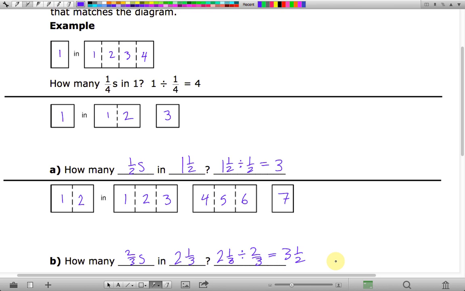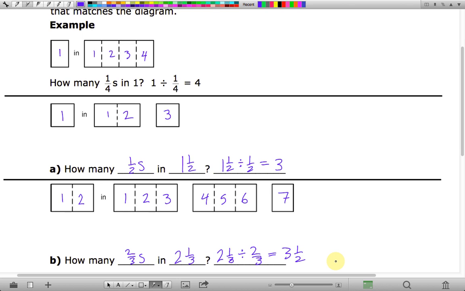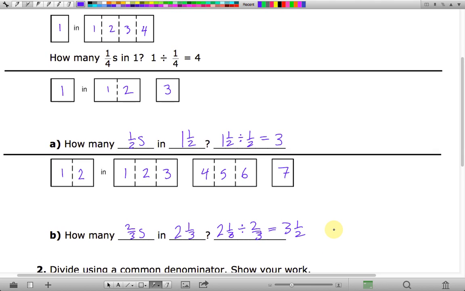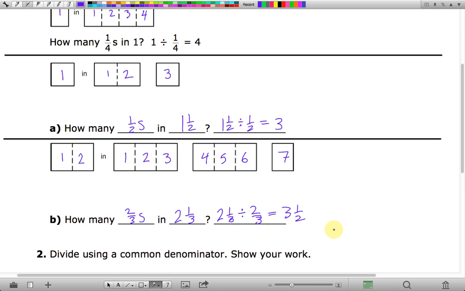So now the diagrams make it easy for you to understand the process of division. How many times does this go into that? But of course, drawing these diagrams every time is a very time-consuming process, and we'd like to have a more efficient way of doing this. So what we're going to be looking at doing next is dividing using a common denominator.